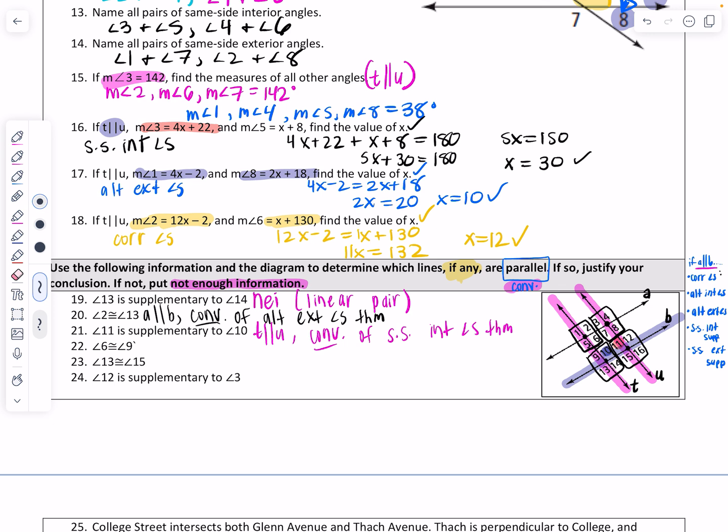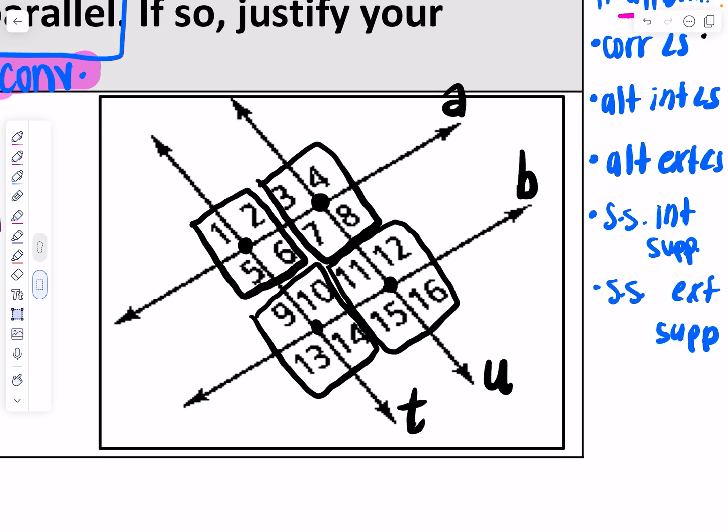All right, so I'm going to erase again. And then now we have 6 and 9 being congruent. So I'm going to start fresh. New mercies every morning. 6 and 9. Okay, so here we go. Starting fresh with this picture.